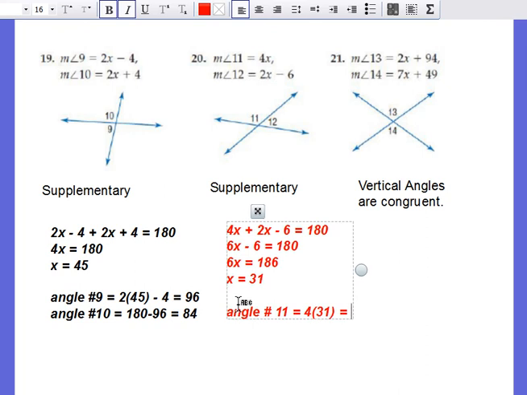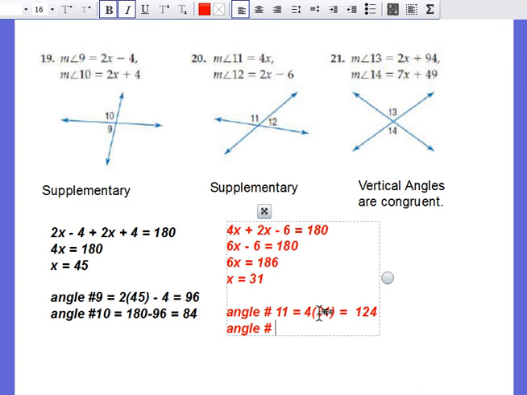And there you're going to get, let me see. Oh no, 4 times 1 is 4, and 4 times 3 is 12, so it's actually 124. Alright, now we find the other angle. And again, the other angle is easy to find because they got to be supplementary.